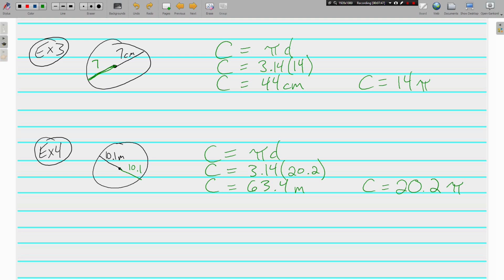Circumference equals pi times diameter. Use 3.14 for pi, or sometimes don't if you're supposed to leave your answer in terms of pi. Make sure you're paying attention to what part of the circle you're being given.